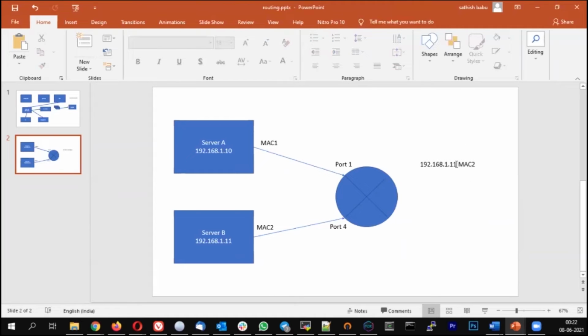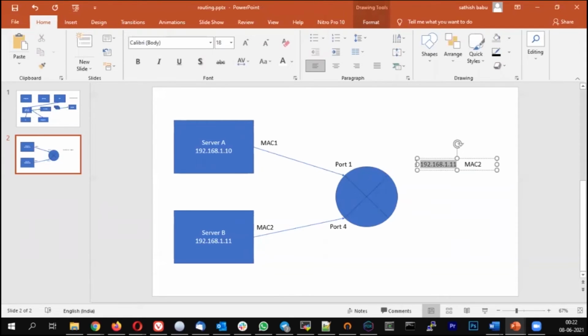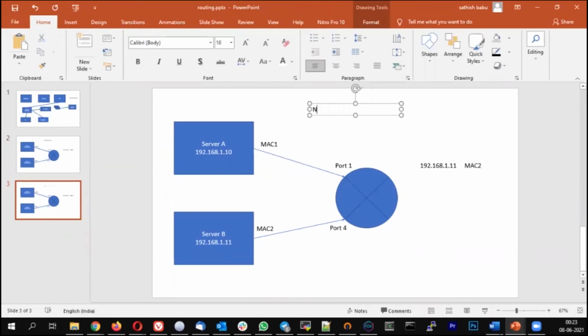So it will have this routing table. The routing actually happens at the MAC level. It will register that, and hereafter, whenever any request comes to 1.11, it will be forwarded to MAC 2. This is the example of layer 2 networking. This is how the network works at the network layer.